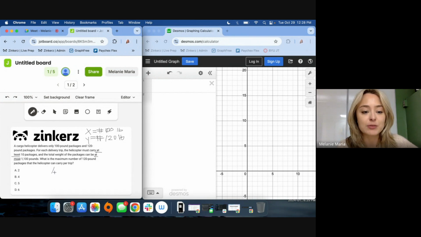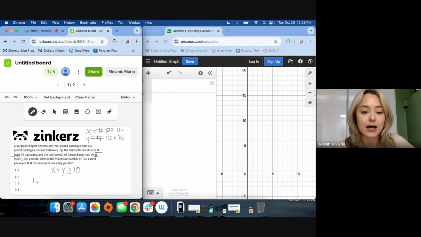So I'm going to have X plus Y, so that total number of packages, is going to be greater than or equal to 10. So it could be 10, could be 11, could be 12, has to be at least 10. And then the second part of the sentence, the total weight of the packages can be at most 1,100 pounds. Now we're getting into using the weight of these packages, and that's where I'm going to put a coefficient in front of my X and my Y because I'm trying to relate it to this total amount of pounds here.